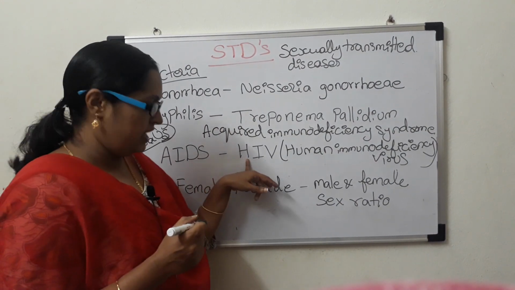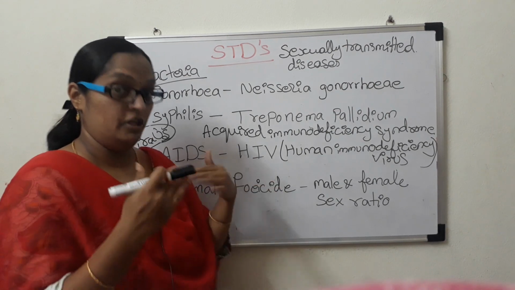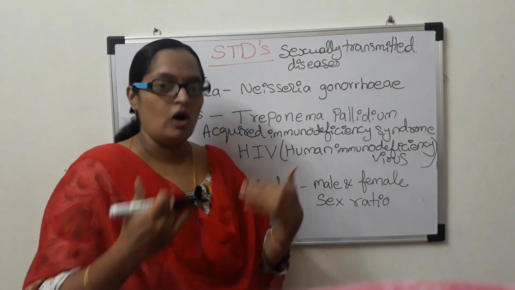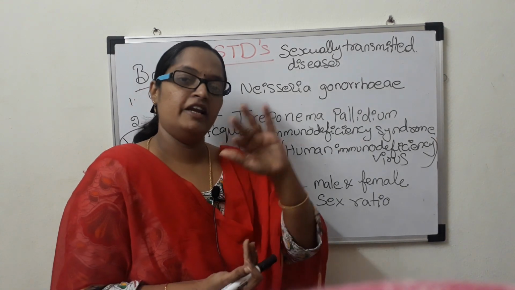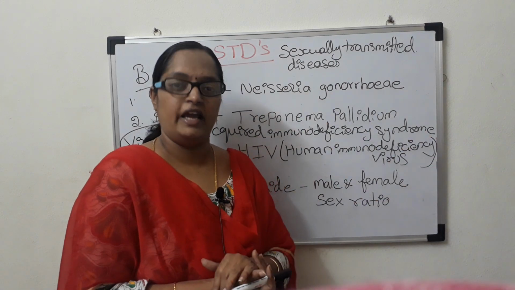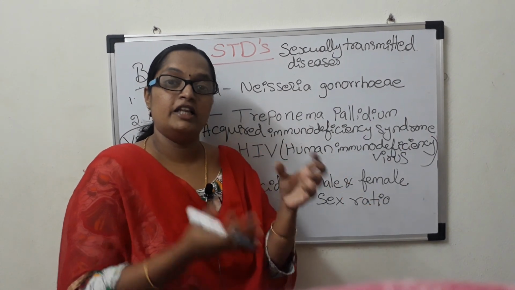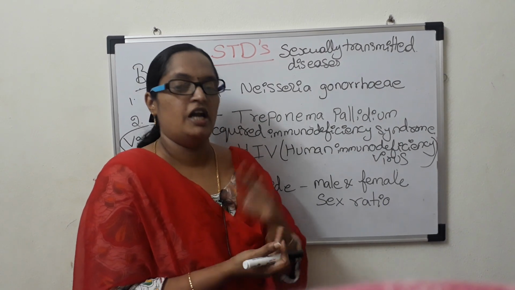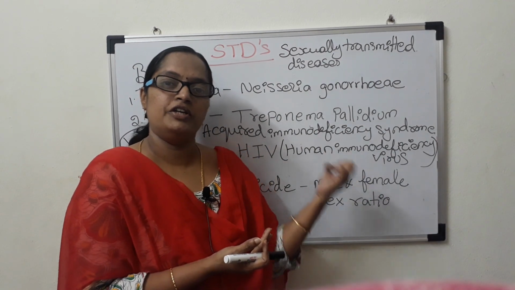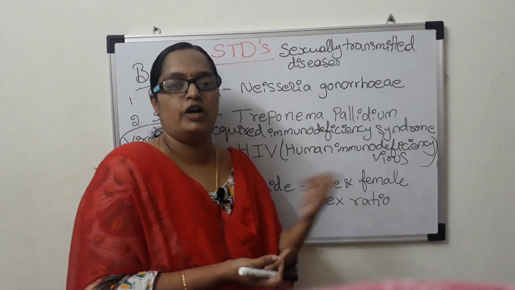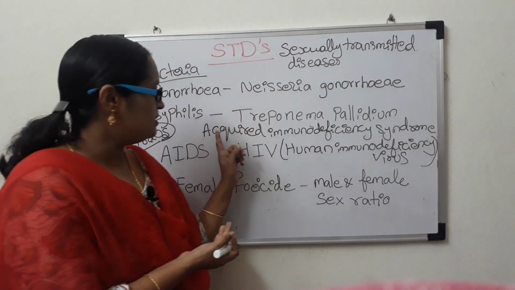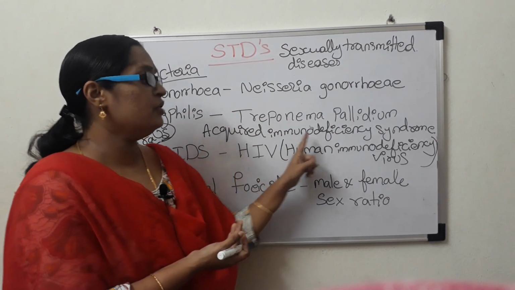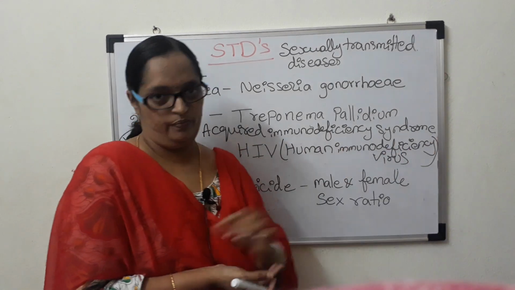This is the organism which mainly affects our immune system. So we lose our immune system. Then it leads to a disease called AIDS. Automatically the WBC count will be drastically reduced in the patient, and he may die because of the reduced WBC in the body. So the disease name is acquired immunodeficiency syndrome.